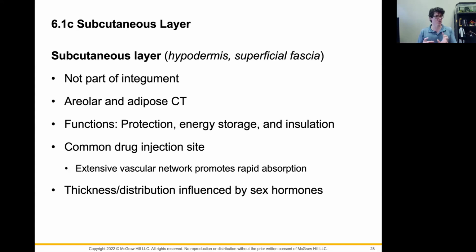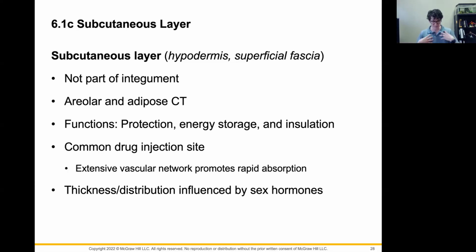Now, this is also going to be regulated by lots of different things. One of the chief of these is going to be our sex hormones. Higher levels of testosterone mean that we're going to store some of that fat in places like our upper arms, the front of our belly, and in our buttocks.